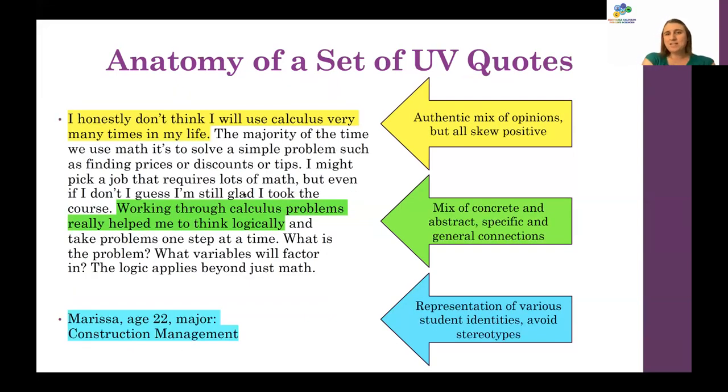Here's another example. And again, I'm going to highlight a few things that we think are really important to create a set of quotes that represent a range of student perspectives and that provide at least one quote in each of our assignments, which each contain 5 quotes. We'll make sure there's one that's going to resonate hopefully with each student. So we try to include a mix of authentic opinions. Some are positive, some are negative, but they all skew toward positive experiences in the course or opinions of calculus by the end of students' interaction with it.